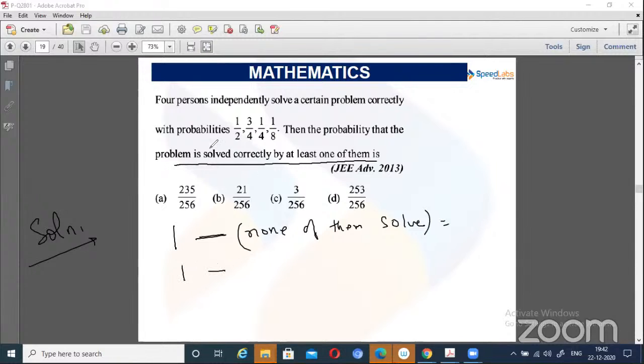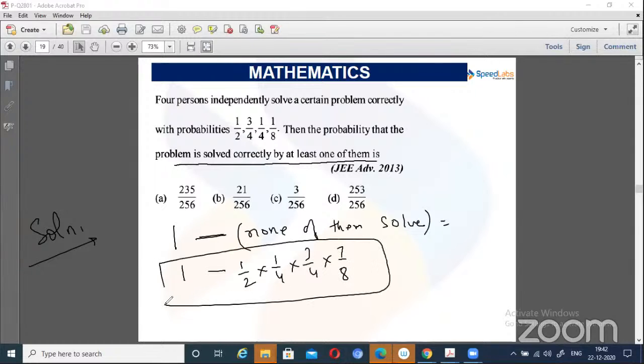So 1 minus none solved would be 1 minus half, which is half, into 1 minus 3 by 4, which is 1 by 4, into 1 minus 1 by 4, which is 3 by 4, into 1 minus 1 by 8, which is 7 by 8. This will be your answer. Any other thoughts? Any other approach? Okay, to the next one.